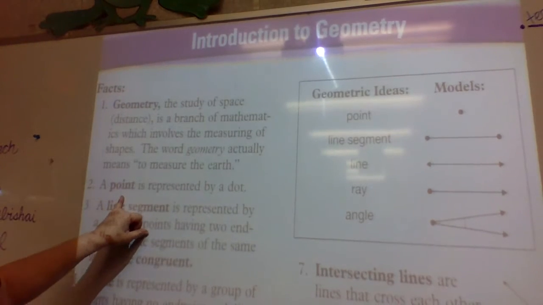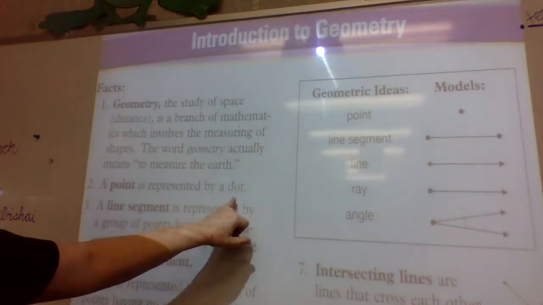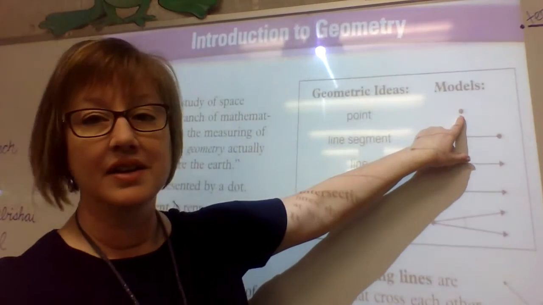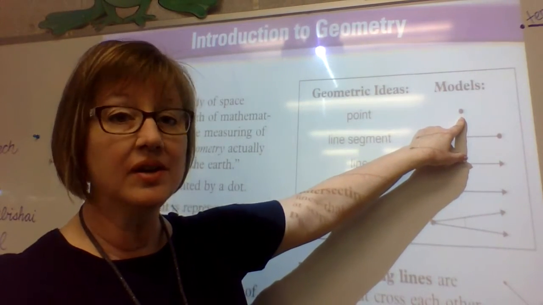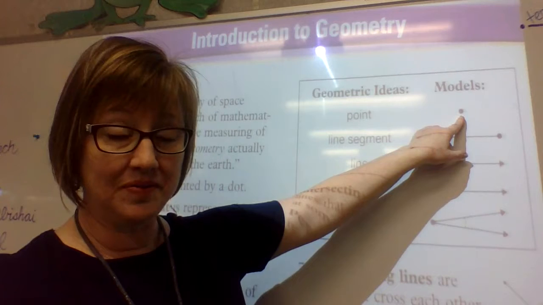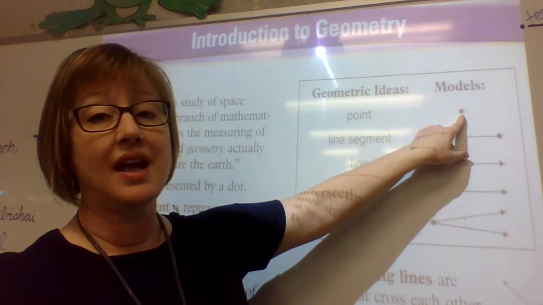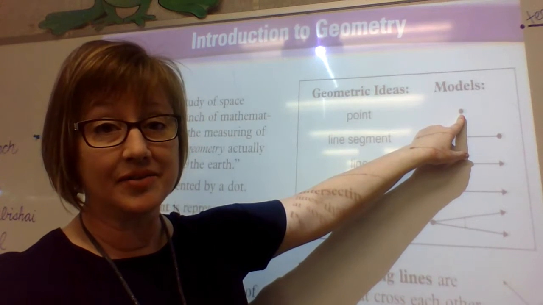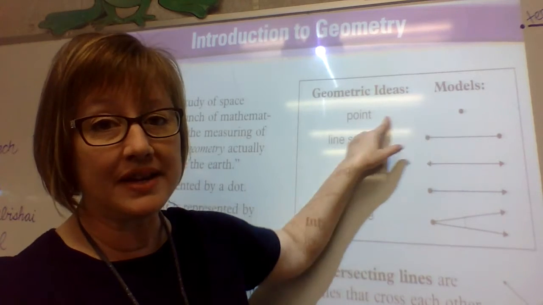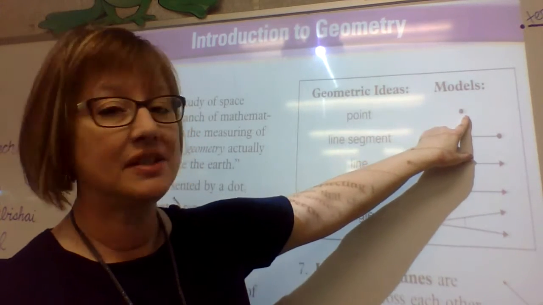Then it says a point is represented by a dot right here. So we've been talking about decimals all year. In math, that can be a decimal, or it can be a point. Not a period, that's language. A point, okay? So this is a point.